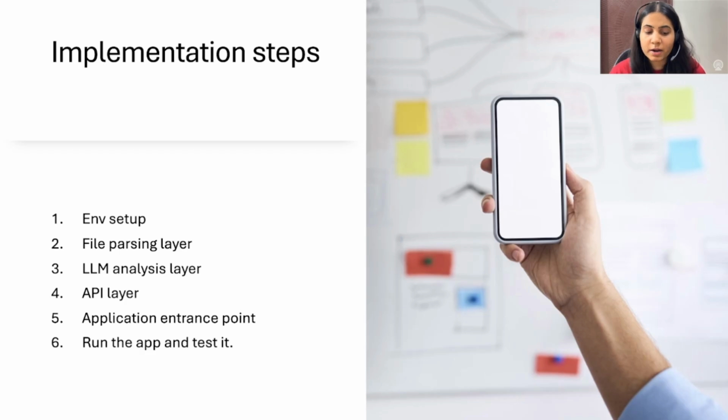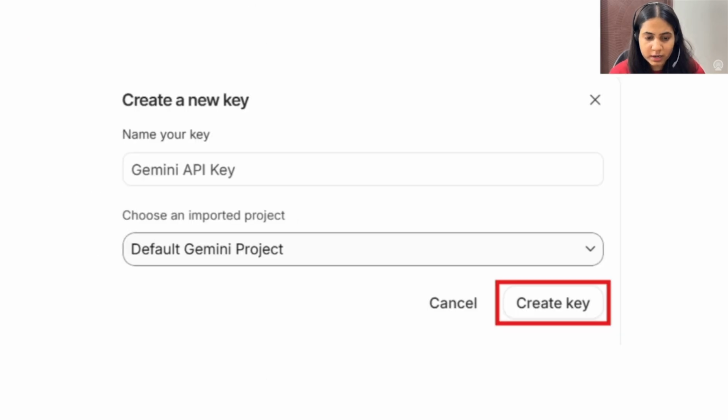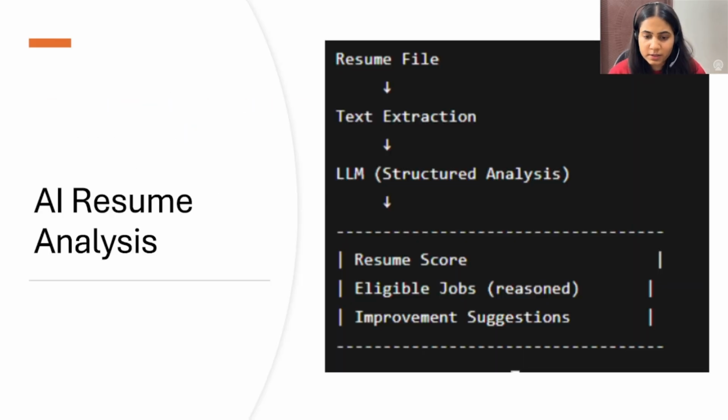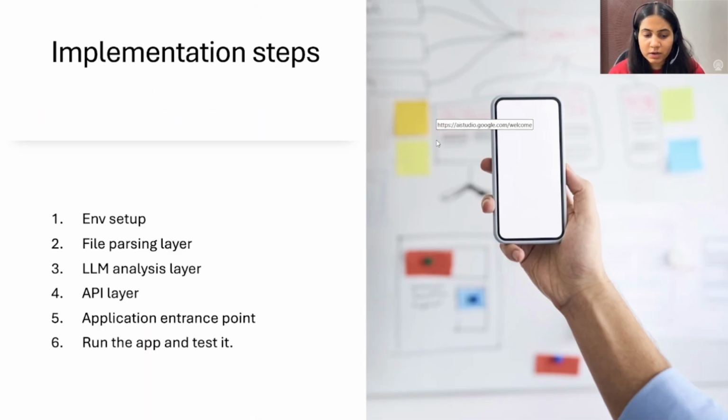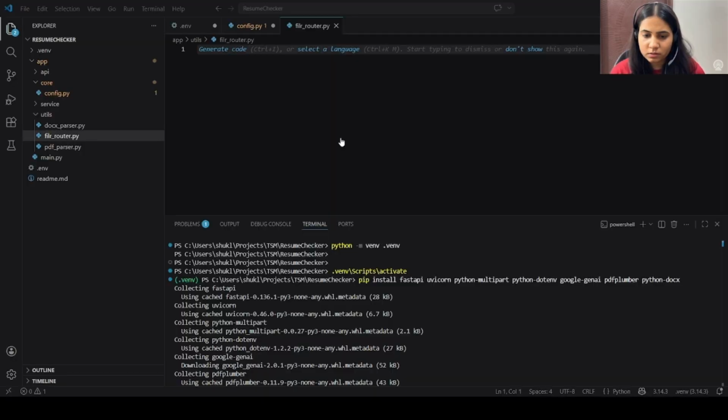Then now the file parsing layer. If we talk about the file parsing layer, it means how we can extract the data from that file, right? So that is for the file parsing layer. So we are in the file parsing layer. If we see here, our first thing is we'll have the resume file, then text extraction, right? So for that we need the parsing layer. Okay, let's get back to our IDE.